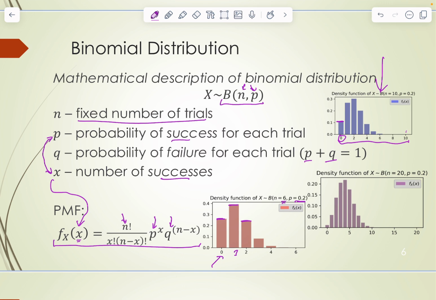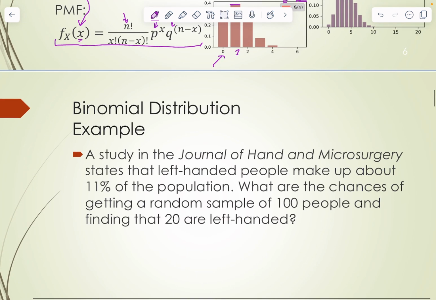And look at the probability of all of them being successful when the probability of a success is only 20%. The probability of getting 10 successes is minuscule. It's very small. It doesn't even show up on this plot. All right, and then this example here is when there are 20 trials. Okay. That's the mathematical description.